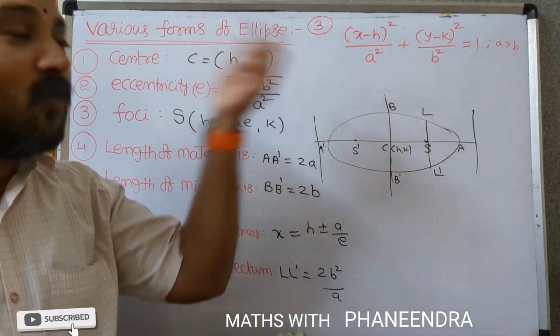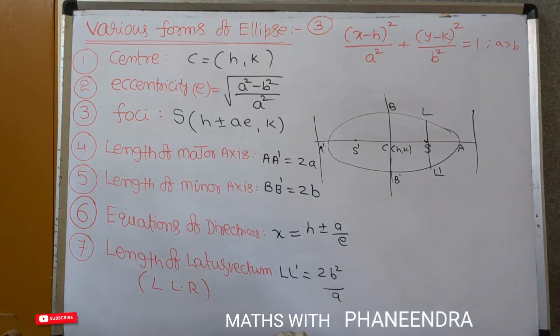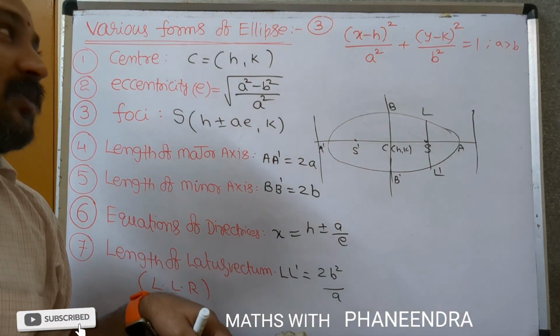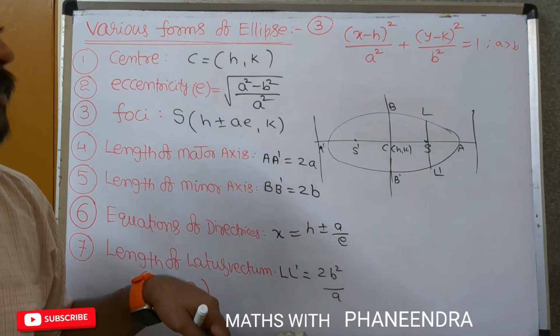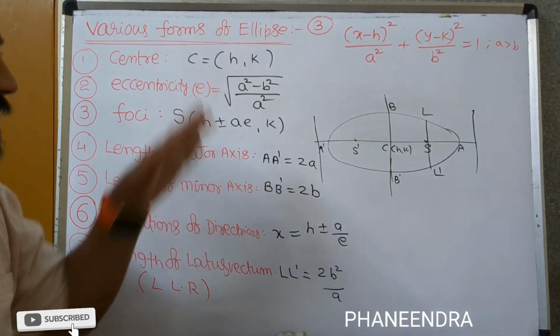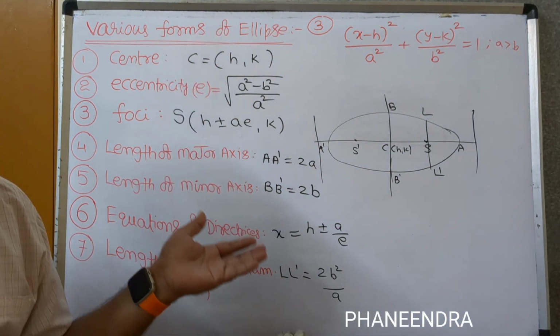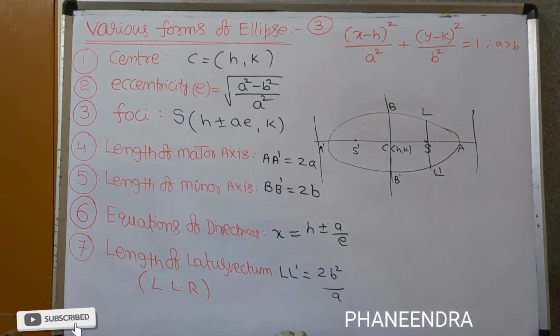Now the last one, the fourth concept. That is x minus h whole square by a square plus y minus k whole square by b square equal to 1, when a is less than b. Here you are going to observe only little changes. I will just change it.